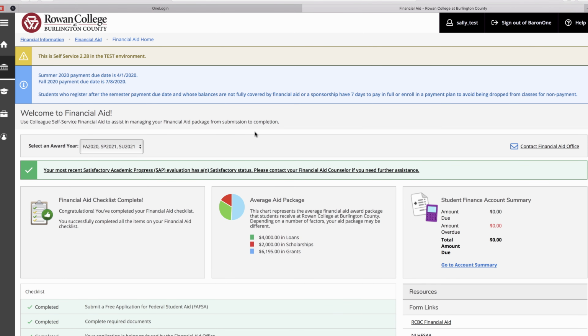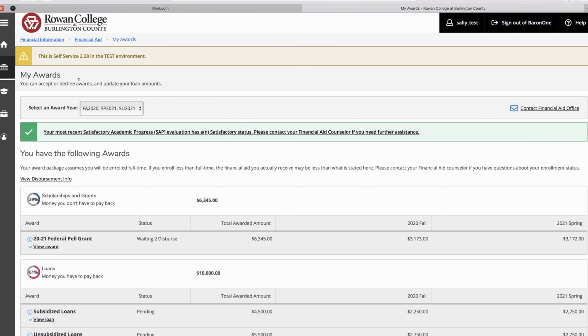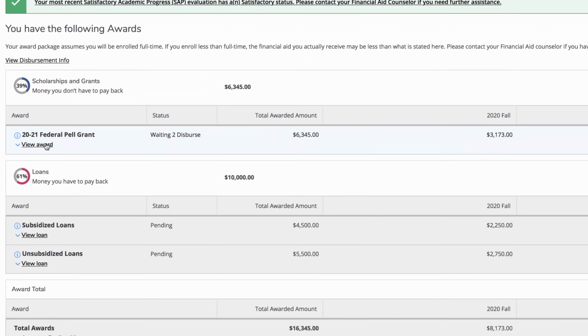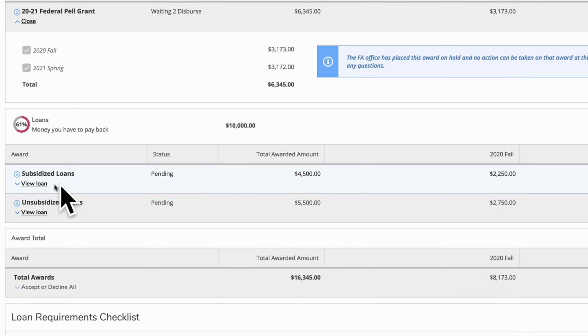Once the checklist items are completed and awards are available, students can use the financial aid tool to view their awards. The awards view gives a clear breakdown of what awards are received. It shows all grants, loans, and scholarships. Self-service financial aid is easy to navigate, and it can be accessed on any mobile device.